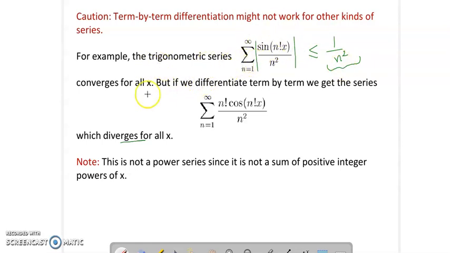So the trigonometric series converges for all x, but if we differentiate it term by term, we get this series, summation n going from 1 to infinity. The derivative of this one is cos(n factorial x) into n factorial upon n square, and this series will turn out to be divergent for all values of x. This you can check by the nth term test for divergence, right? So the original series is convergent. When you differentiate it term by term, the resultant series is diverging.